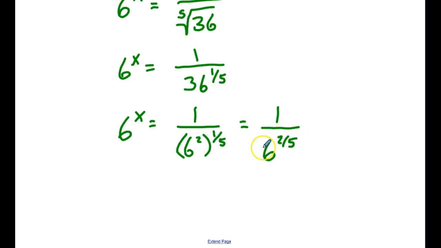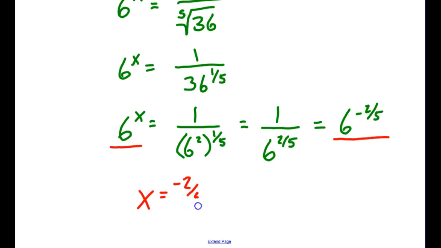Last step, we need to get this value in the numerator so that our bases are the same. So that would be equal to 6 to the negative 2/5 power. So now we have our value on the left and the right side. Both of our bases are 6. So we create a new equation. We get x is equal to negative 2/5.